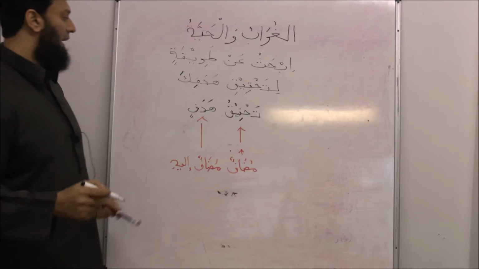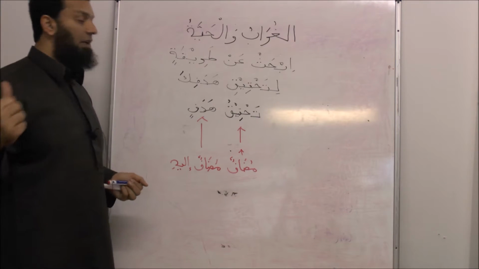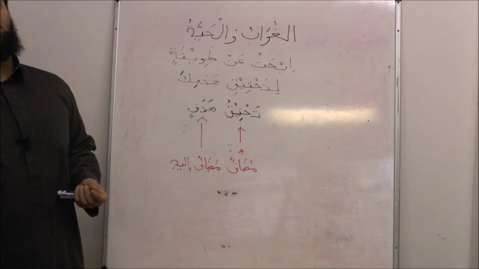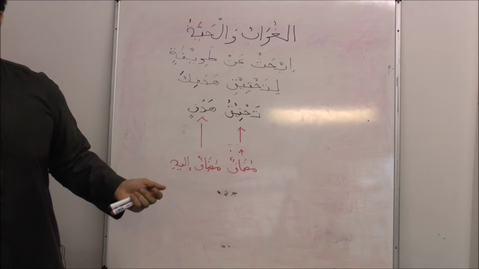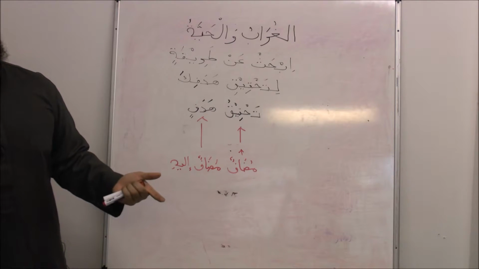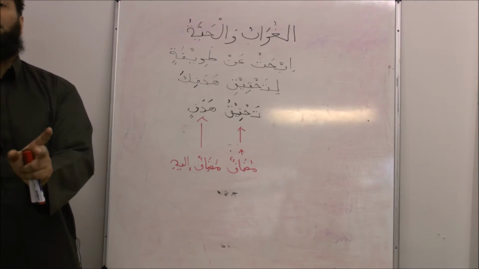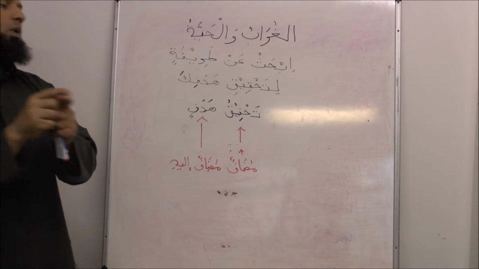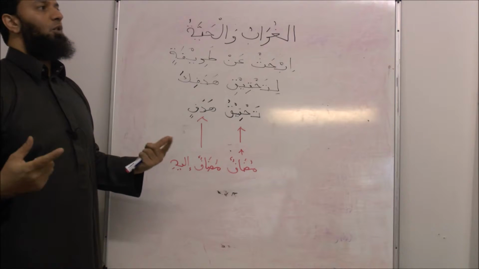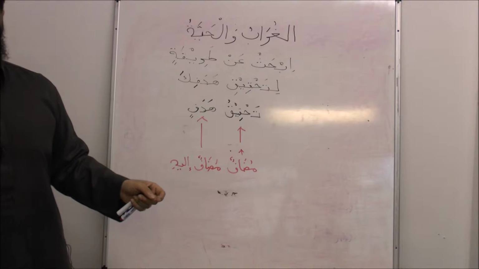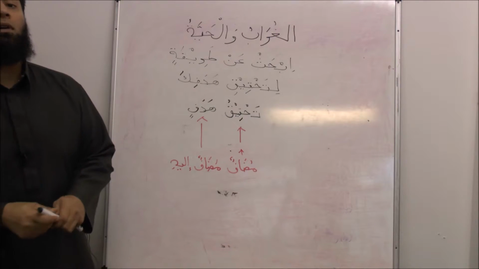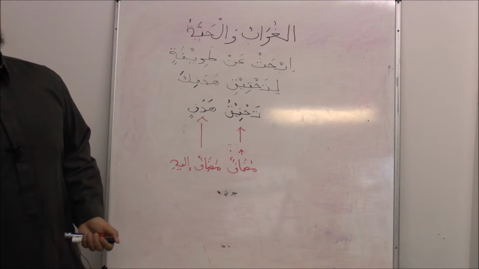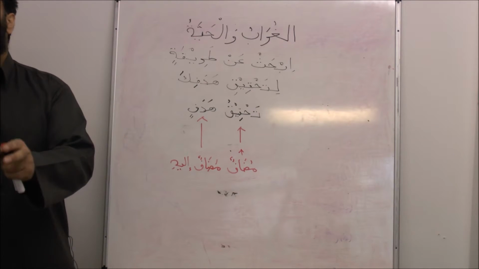So hadafin has to be majrurun. And what's the other rule? What does tahqiqu hadafin mean? Accomplishing a goal. Just like kitabu waladin. Kitabu waladin is a slightly easier example to understand because it's a more normal meaning. Kitabu waladin means a boy's book. But what if you want to say the boy's book? Kitabu al-waladi becomes kitabul waladi.